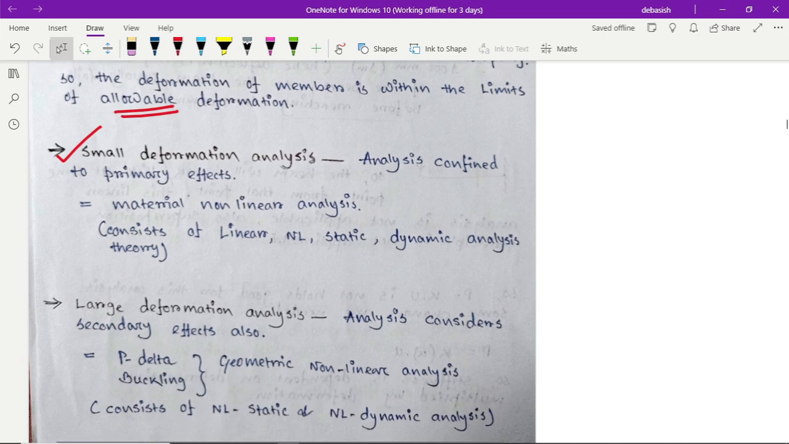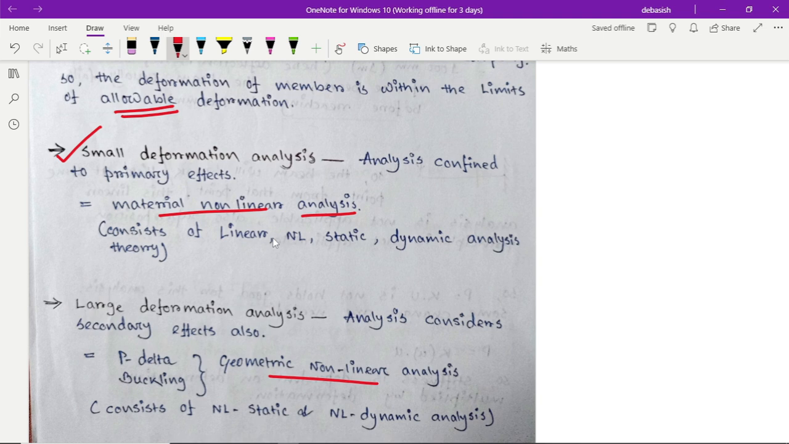Small deformations analysis, we can also call material non-linear analysis, and large deformations analysis, we can consider as the geometric non-linear analysis. Material non-linear analysis is the small deformation analysis, because the material fails to obey Hooke's law. So material non-linear analysis will be carried out for small deformations, and for large deformations there will be secondary effects also, so those cases will be carried out in the geometric non-linear analysis.